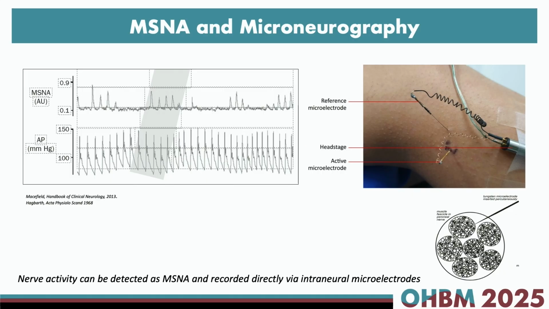And the way that we can record this is through something called microneurography, which involves the insertion of a tungsten microelectrode into the muscle fascicle within the nerve, and then we amplify this signal, and it comes out as this trace that you can see here.